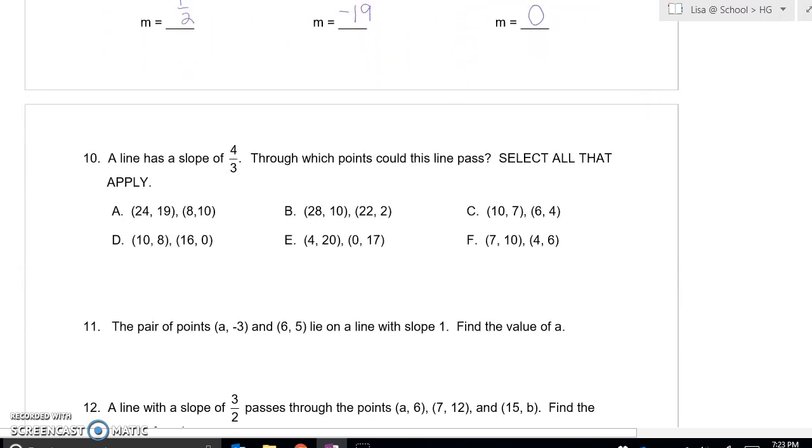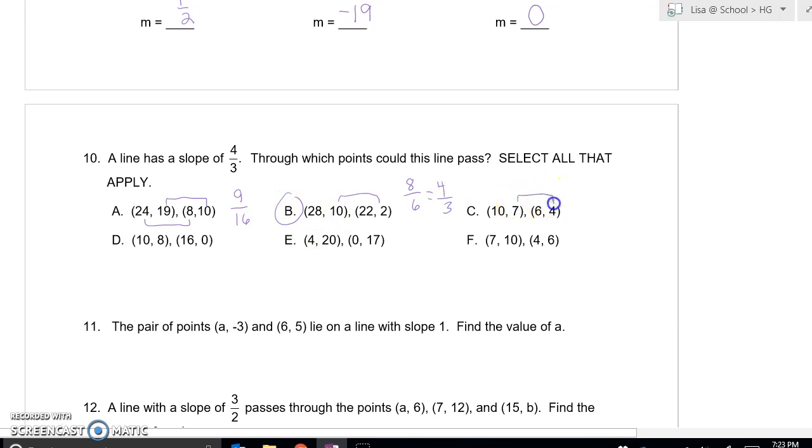Number 10, a line has a slope of 4/3. Through which points could this pass? Select all that apply. You can find the change in y, and I'll just do 19 minus 10 is 9, over the change in x, 24 minus 8 is 16. That's not the same as 4/3. Letter B, 10 minus 2 is 8, and 28 minus 22 is 6, which actually reduces to 4/3. So choice B is an option.